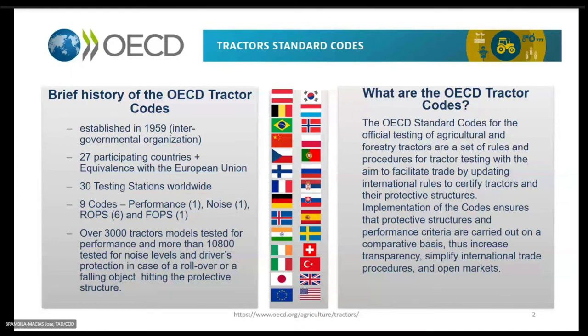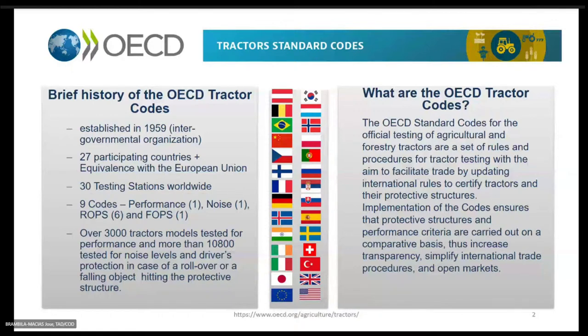What does this mean? Well, it means that all our member countries need to recognize the tests conducted in another member country. However, and this is very important, countries cannot unilaterally issue the certificate. And in this sense, the OECD system is unique because we have an extra layer of checks and controls.